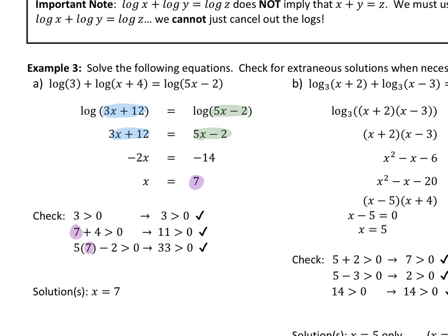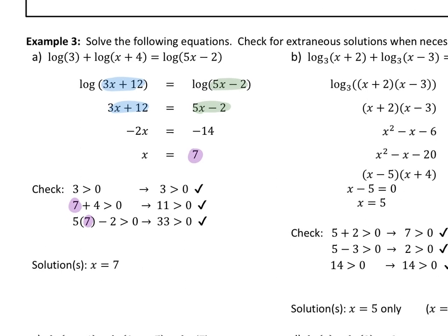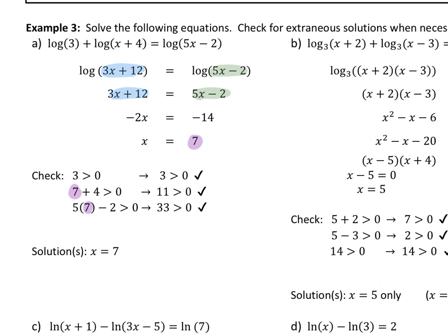Then I plug it into the last argument. 5 times x minus 2 is 5 times 7 minus 2. That's 35 minus 2. Is 33 greater than 0? If you get all checks, then you can, with confidence, say that that is your solution. If you get a single x mark, you have to throw that solution away. It is not allowed to be an answer if it breaks any of the original logarithm arguments. Yes? Okay.